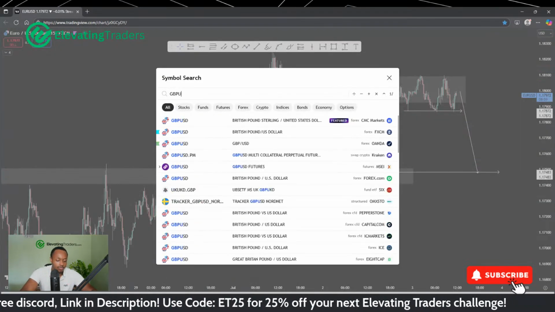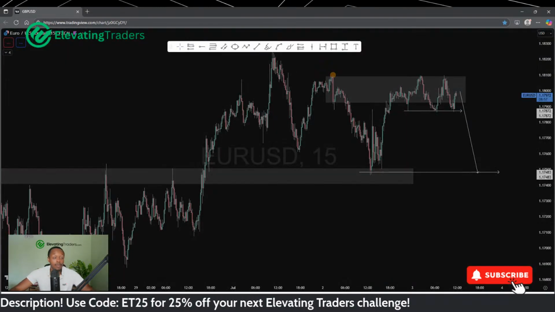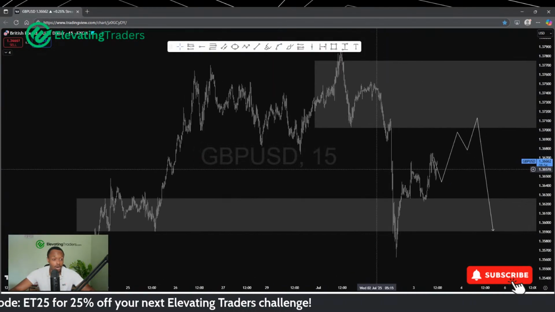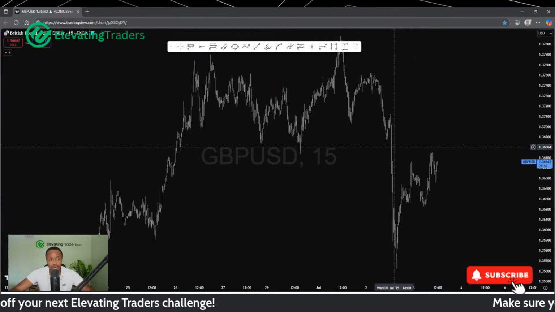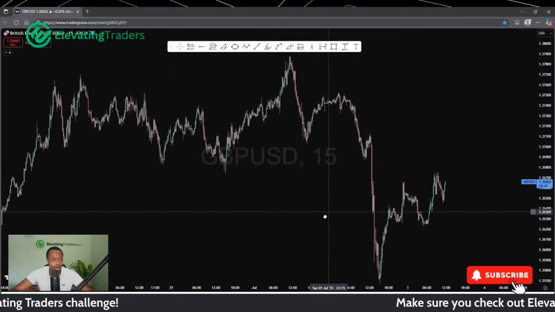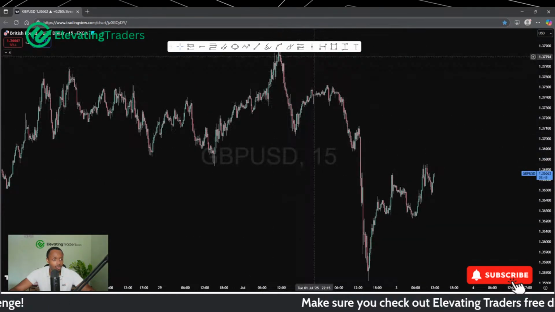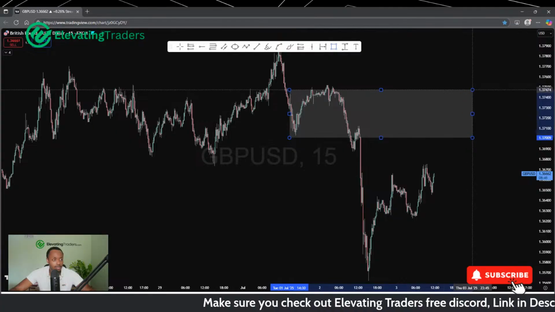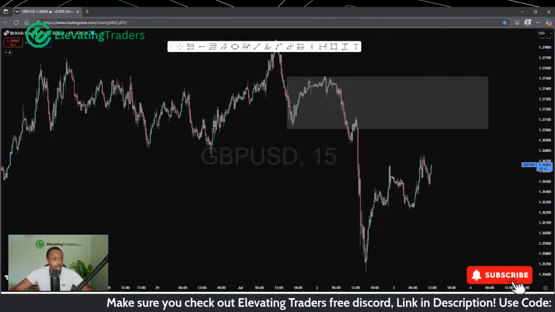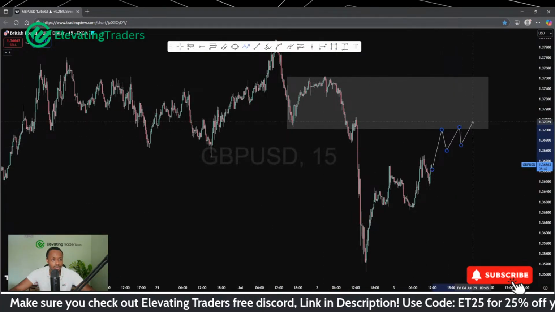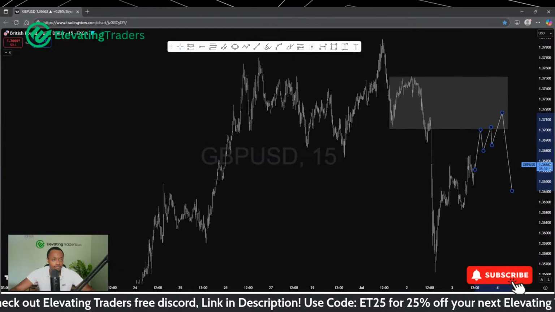In terms of Pound USD, I'm pretty bearish with this one on the 15 as well. We had a very, very dramatic sell-off with the pound pairs, and the way we have fallen does make me favor the sells as we do come higher. 1.371 is where I'd short from.